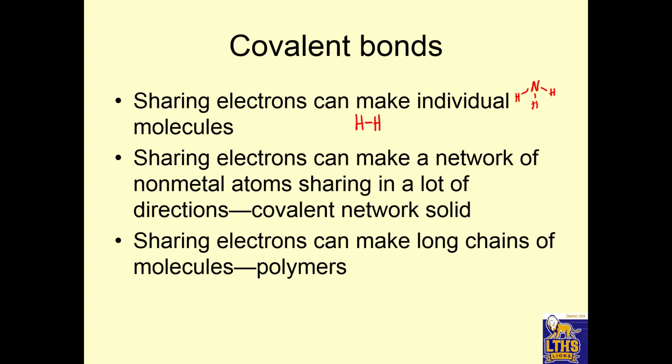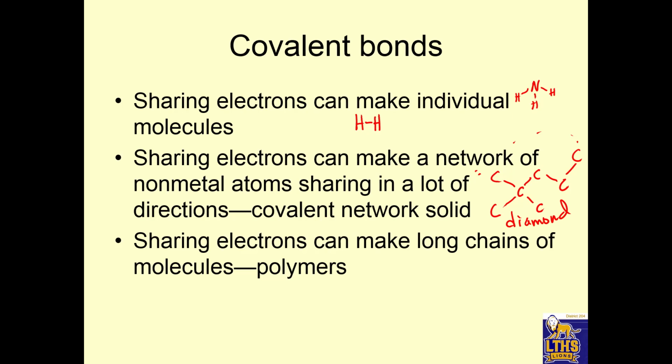But then electrons can be shared between nonmetals to get a network, right? So carbon sharing with another carbon, with another carbon, on and on and on. You can get diamonds. It's called a network covalent.